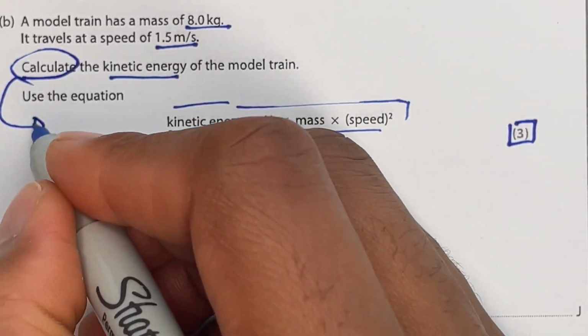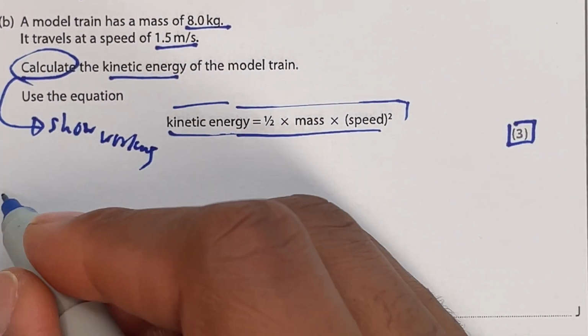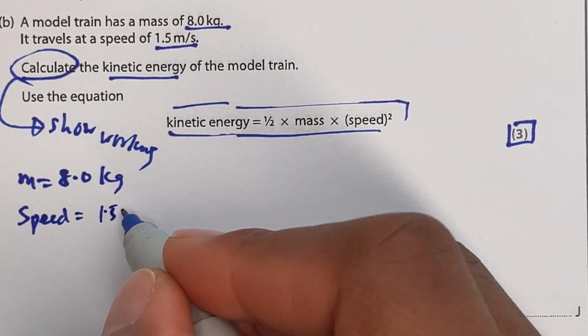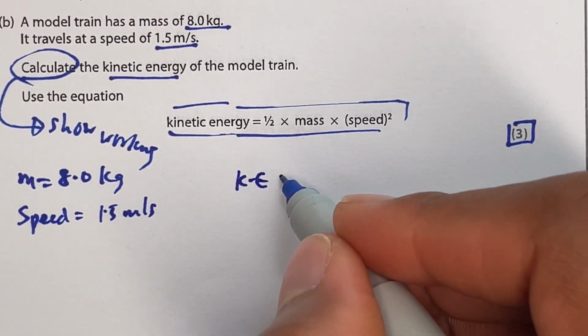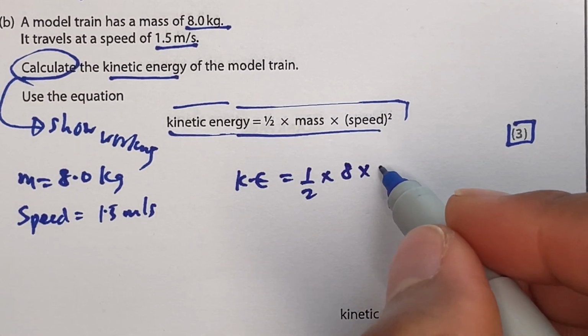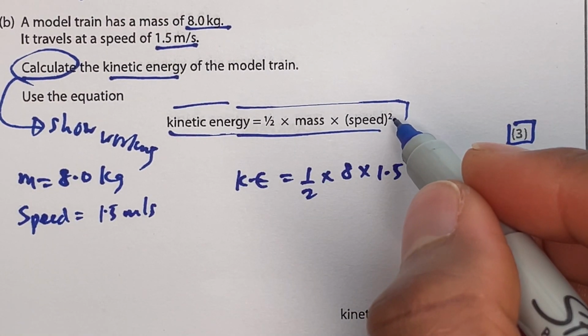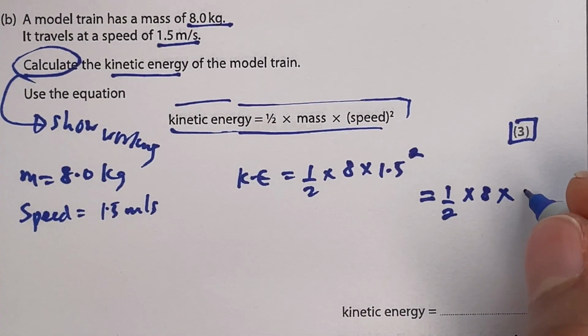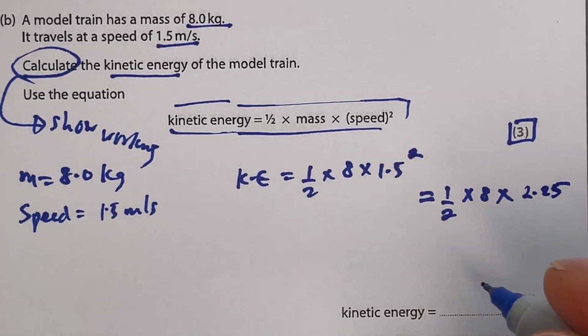When it says calculate, I need to show my working out. My mass is 8.0 kg. My speed is 1.5 meters per second. So kinetic energy would be half times 8 times 1.5. Now there's a squared here, so that will be 1.5 squared. So 1/2 times 8 times 2.25. My answer would be 9 joules.